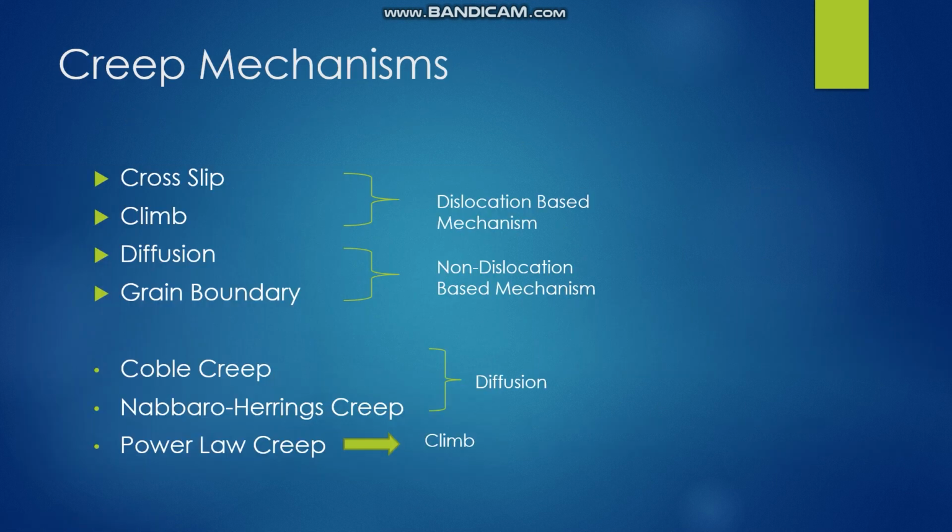Now let's look at the mechanism involved during creep. In general, there are four main mechanisms of creep: cross-slip, climb, diffusion, and grain boundary. Climb and cross-slip are both driven by dislocation, whereas diffusion and grain boundary are not dislocation based. In this session, we'll look further on the Coble creep and Nabarro-Herring creep, which fall in the diffusion mechanism, and power law creep, which falls under climb mechanism.